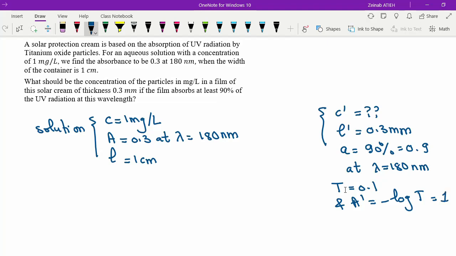So you can see that the particles are the same in both cases, but the concentration, the absorbance, and the width are different. What's common between both? The particles. So which means that in both cases we have the same molar absorption coefficient, same epsilon. So if we calculate epsilon in the first case, it can be substituted in the second case. Epsilon is a characteristic of the particle.